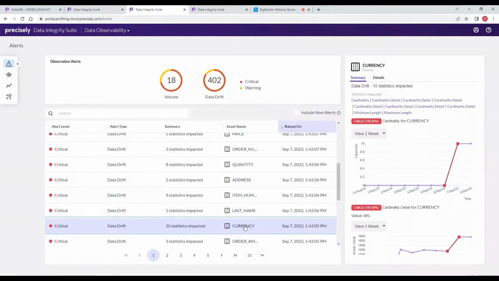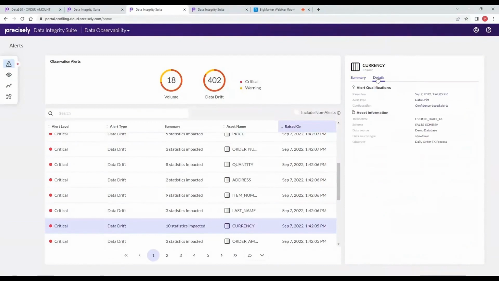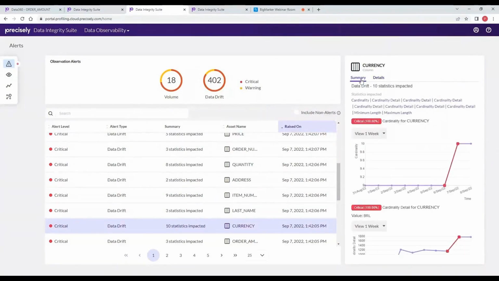As you see, this is our observability, and this is where you see all the different alerts that come in. We're going to focus on this alert, which was raised on September 7th. There are details around the alert. You can look at the alert level, which is critical, and we'll walk you through that. What does that mean? There's an alert type, that's the data drift. There are different statistics that are impacted as part of this alert. And then there's asset information, that this happened on the currency. And if you actually go into the details of the alert, you will find all those details.